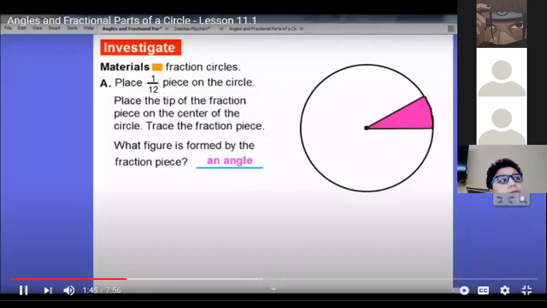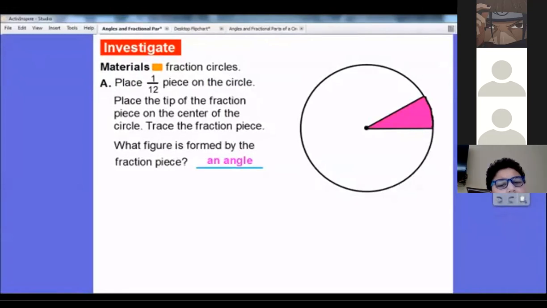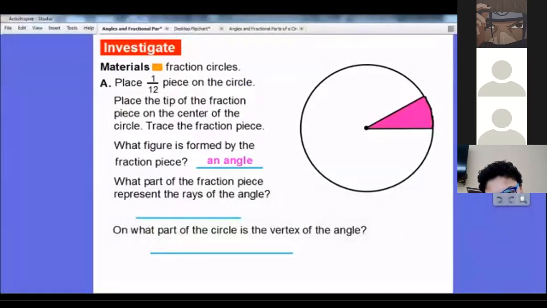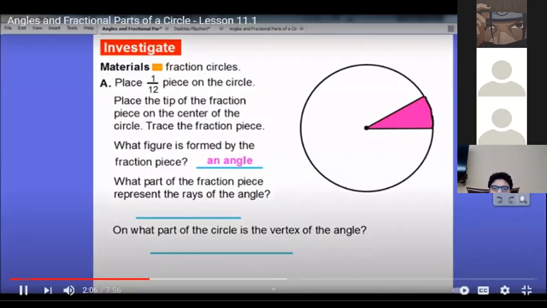So what figure is formed by that fractional piece? Well, here we have a nice little angle right here, okay? And remember, this is a 12th size piece that we got. I probably should have labeled it, but that is a 12th size piece. You should have fraction pieces in your classroom of 12th size, 1/6 size, probably a 4th size, and so on, maybe a half size.